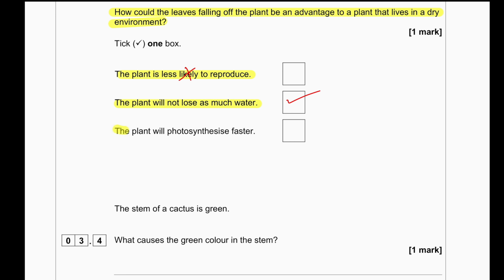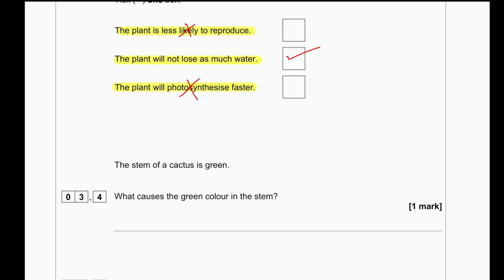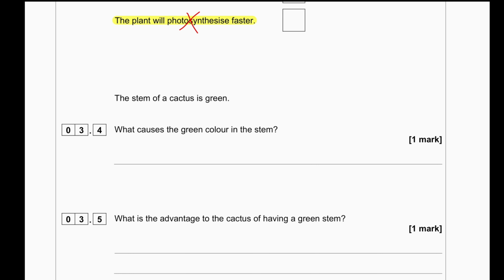The plant will photosynthesize faster. No, however, the plant will suffer in terms of photosynthesis. But in living in a dry condition, photosynthesis is not the first goal of the plant. The first goal should be survival. So losing the leaf loses the surface area where the water evaporates and increases the chance of survival.